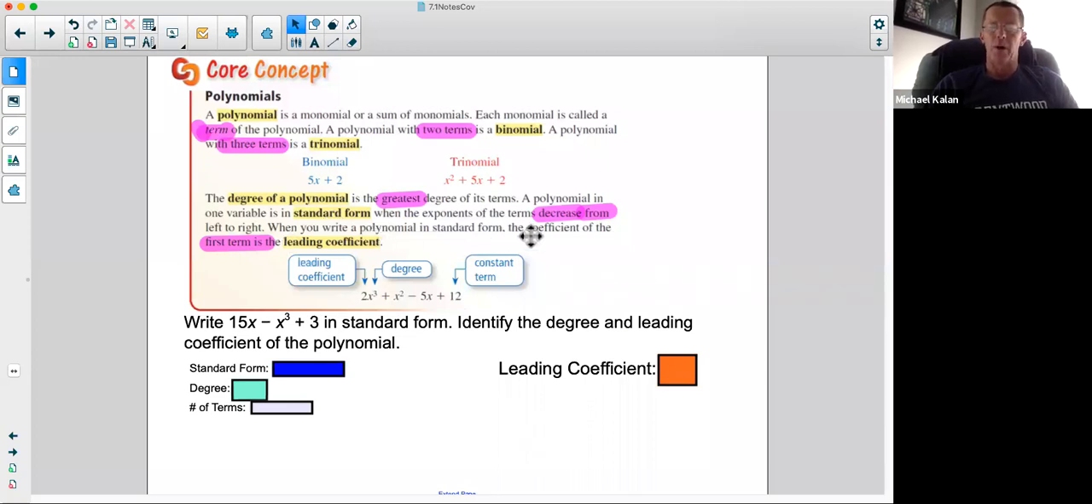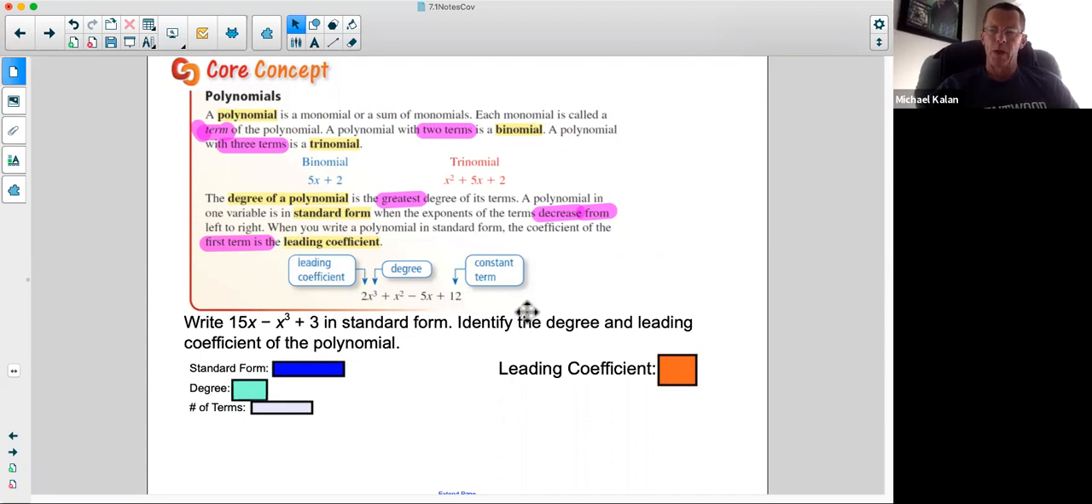And when you write a polynomial in standard form, the coefficient of the first term is the leading coefficient. Okay, remember, a coefficient is a number that's being multiplied times a variable or variables. So in this case it would be 2. All right, constant term, we know that, right? It's not being multiplied by a variable, or you could say it's like x to the 0.